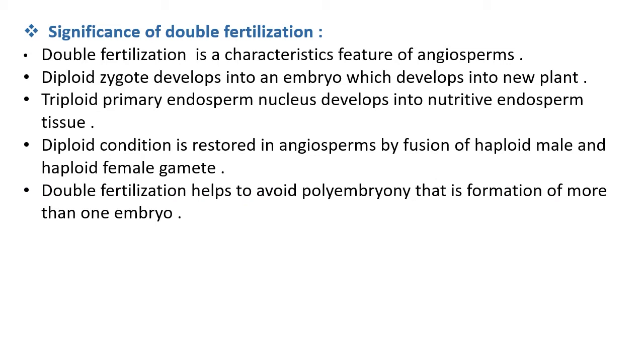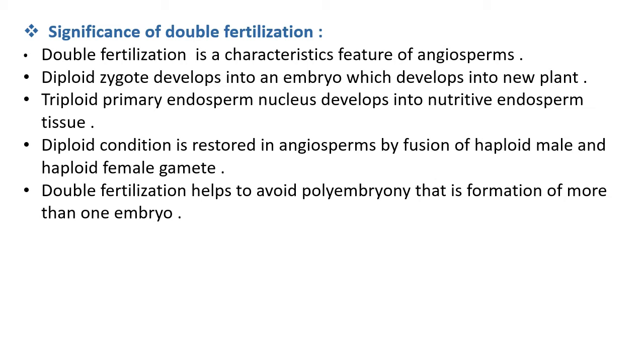Now we will study the significance of double fertilization in angiosperms. Double fertilization is the characteristic or unique feature of angiosperm. It means it is only found in angiospermic plants. The diploid zygote after cell division, that is mitosis, develops into an embryo of the seed. On seed germination, the embryo develops into a new plant.